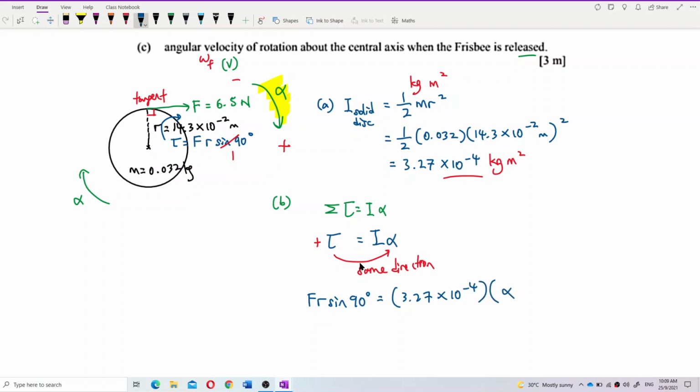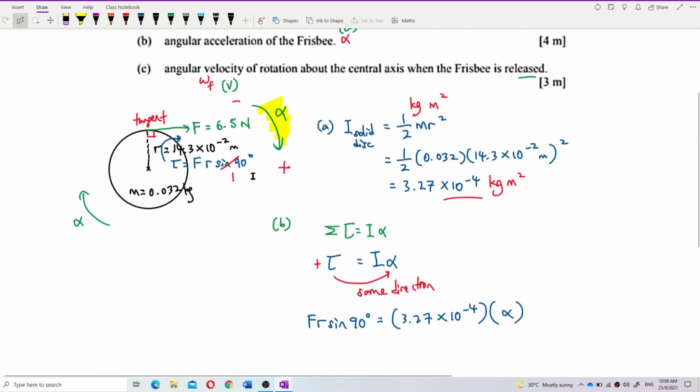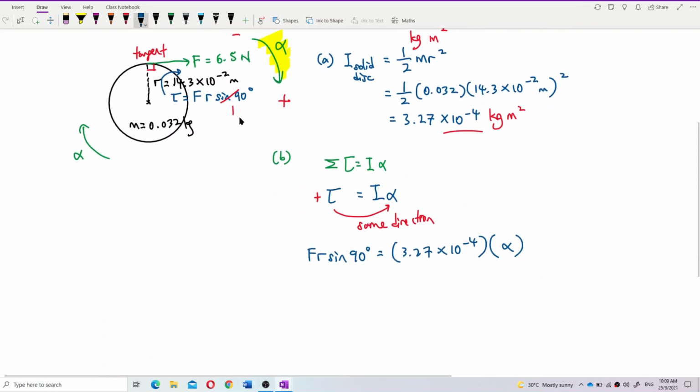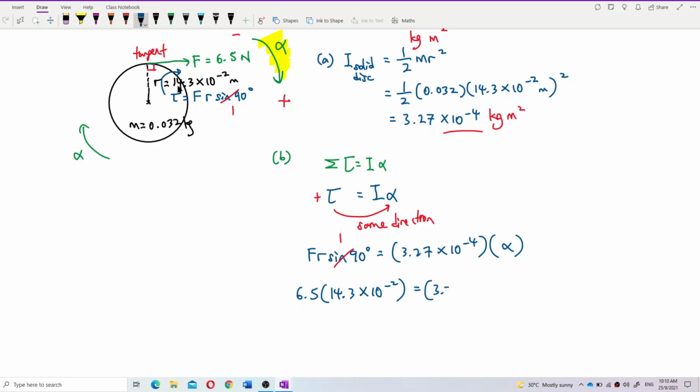And what is my alpha? I need to find out. What is my force? I already labeled here 6.5 Newton. 6.5 multiplied by the radius, which is 14.3 times 10 to the negative 2. That's the radius. Sine 90 is equal to 1. So I can find my alpha already.